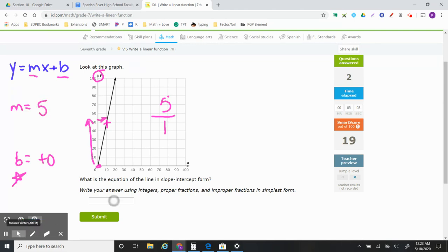So typing that into the equation, y equals, and my slope was 5. Do not forget the x. And then plus 0. Again, you don't need the 0. I can just do 5x.